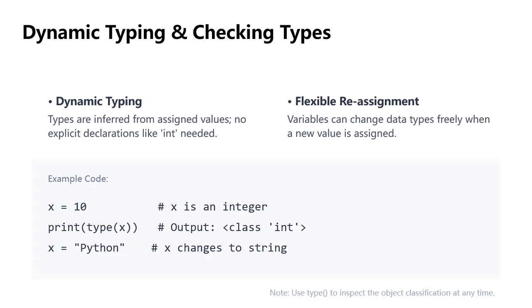Look at this example code here. Initially, x holds the number 10, but then is reassigned to the word 10. Python manages this transition seamlessly. Now, since variables can change types, you might occasionally lose track. That's where the type function comes in. You can use it to inspect any object's classification and see exactly what Python thinks it is.